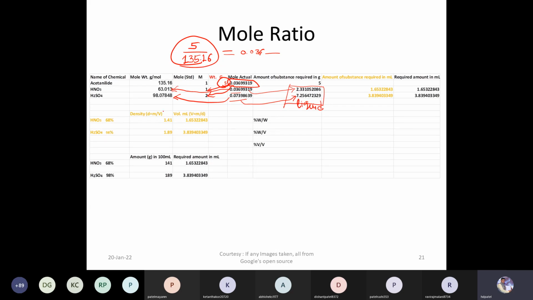For that there is one formula, D equal to m/v. We have the value of D, we have the value of mass m, but we do not have the value of v. So when we do v equal to m/d, we will get this value. So you will get this value for nitric acid and this value for sulfuric acid. So take that many ml and carry out the reaction. Okay, any query in this? Clear sir.